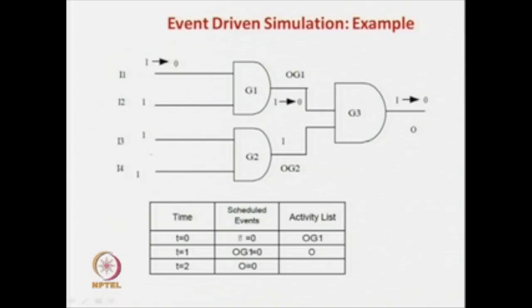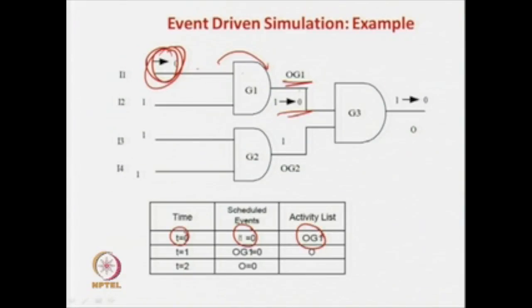So, for example, take the same circuit. This is the first change: at time t equal to 0, one change is I equal to 1, and this one changes to 0. Now only the next-level signals from this gate, because it is re-evaluated, will come into the activity list. So only OG1 will be in the activity list.